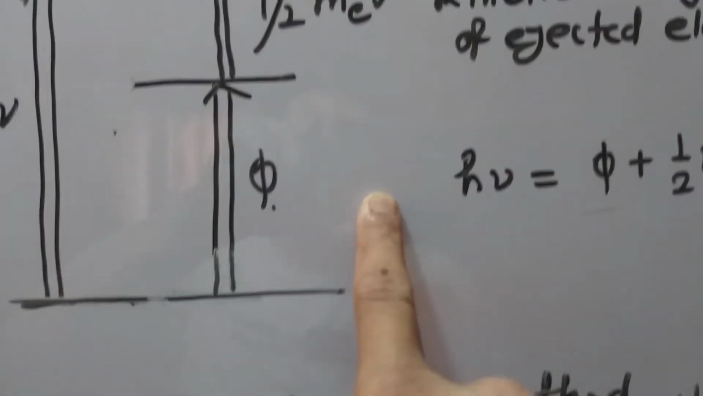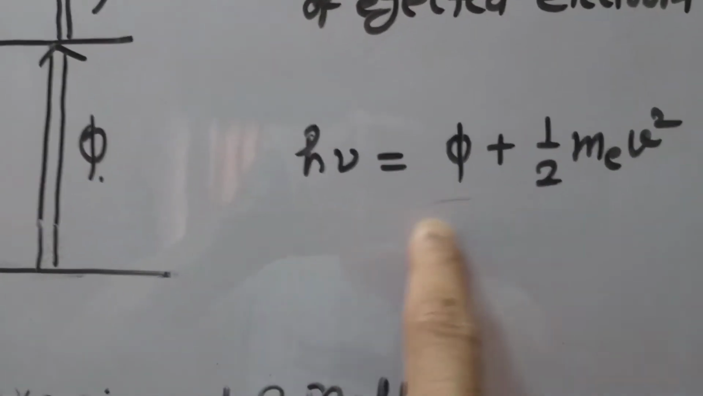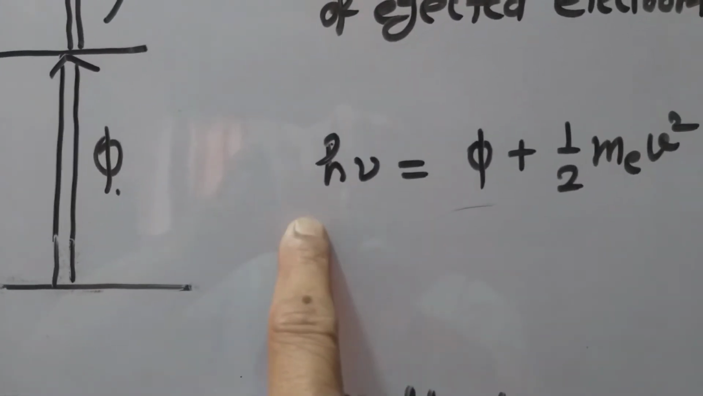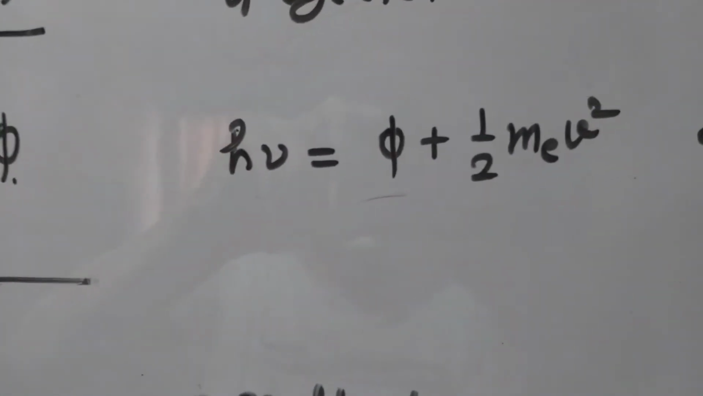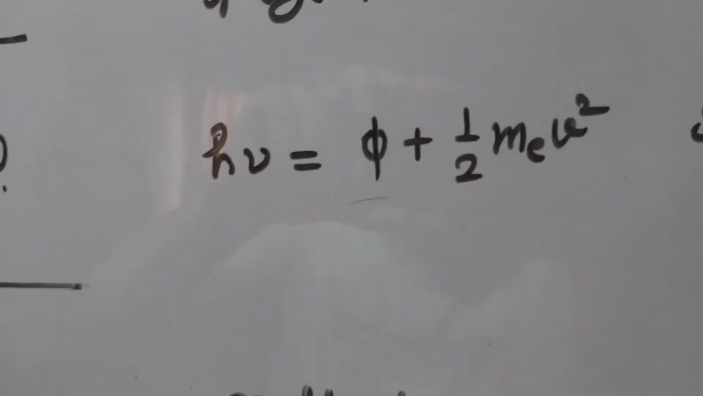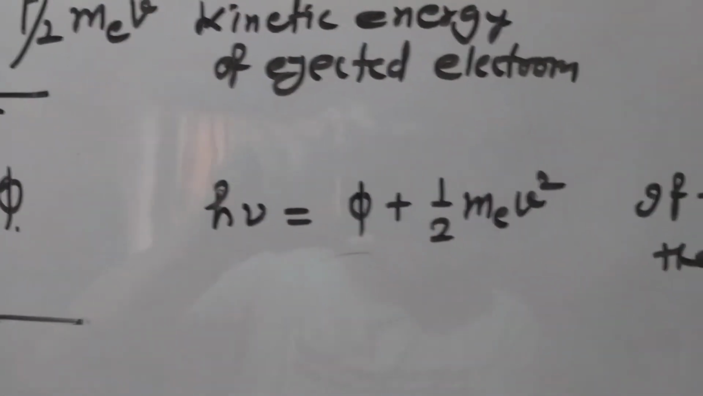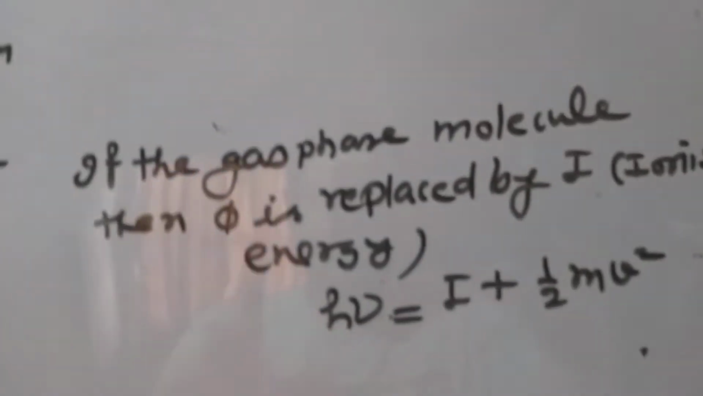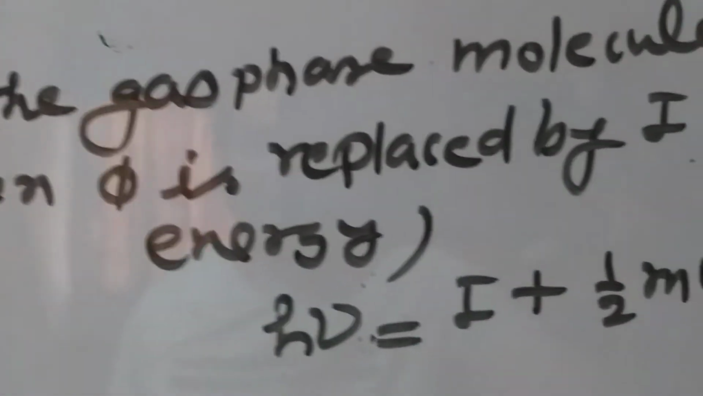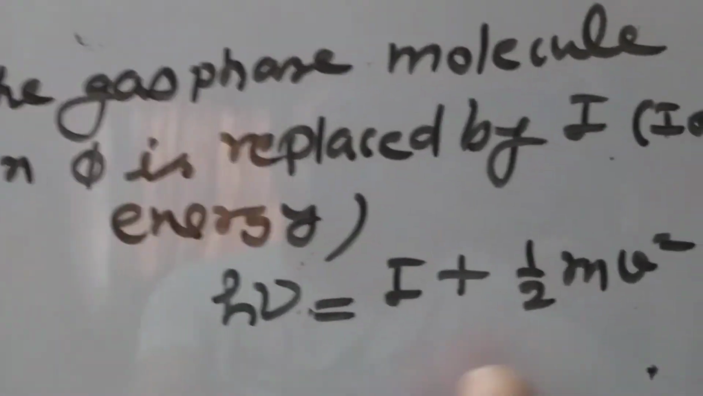Here we can also write the following result as per the energy conservation rule. The total energy supplied by the incident photon, h nu, is equal to phi plus 1 upon 2 m e v square. But in the case of a gas phase molecule, this work function phi can be replaced by the ionization energy, and then we will get the following result.